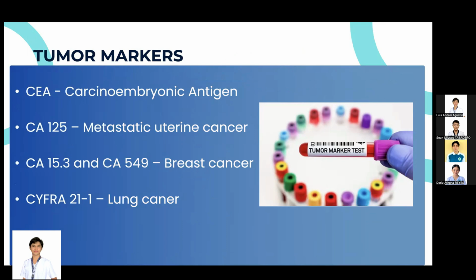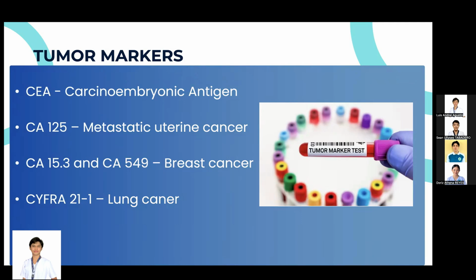Let's clarify the acronyms. CEA stands for carcinoembryonic antigen. This marker is elevated in many cancers, including lung, breast, and gastrointestinal tumors. CA125 is associated with metastatic uterine cancer, though it's most famous as a marker for ovarian cancer. Next, CA15.3 and CA549 are primarily used as markers for breast cancer. High levels can monitor recurrence or response to therapy.